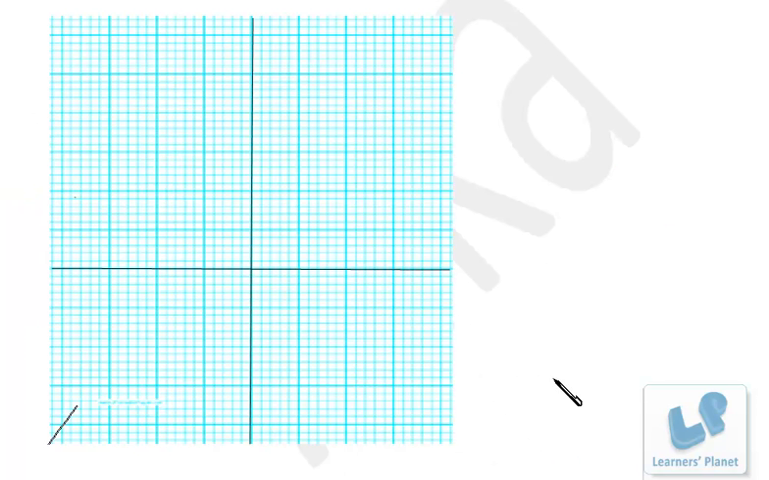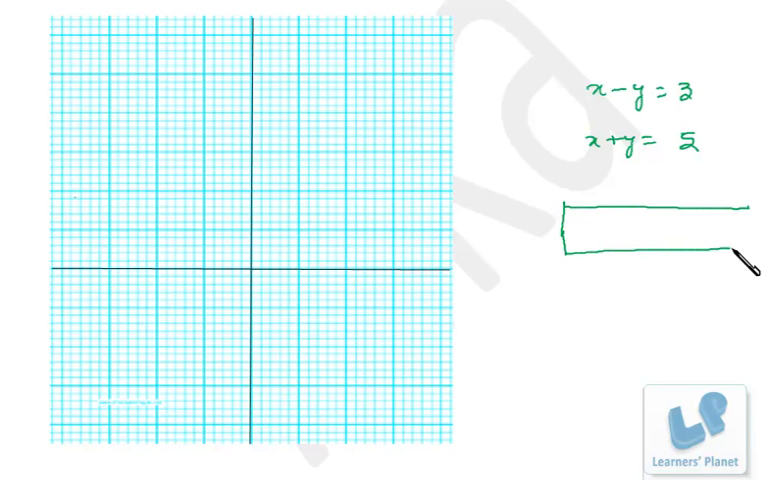Now let's try one problem. Suppose I have a set of equations, maybe x minus y is equal to 3 and x plus y is equal to suppose 5, right? So what is the first step? You just take one of the equations. Suppose I take x plus y is equal to 5 and just make one chart like this.